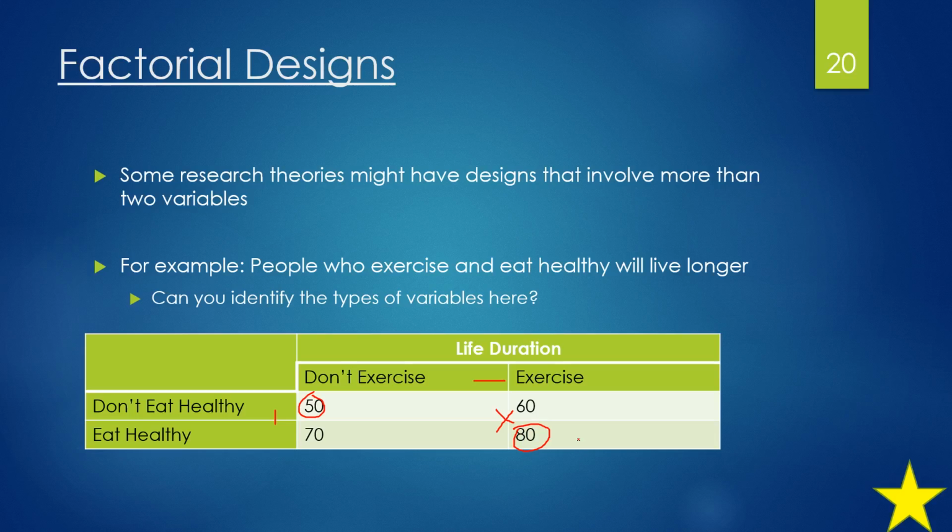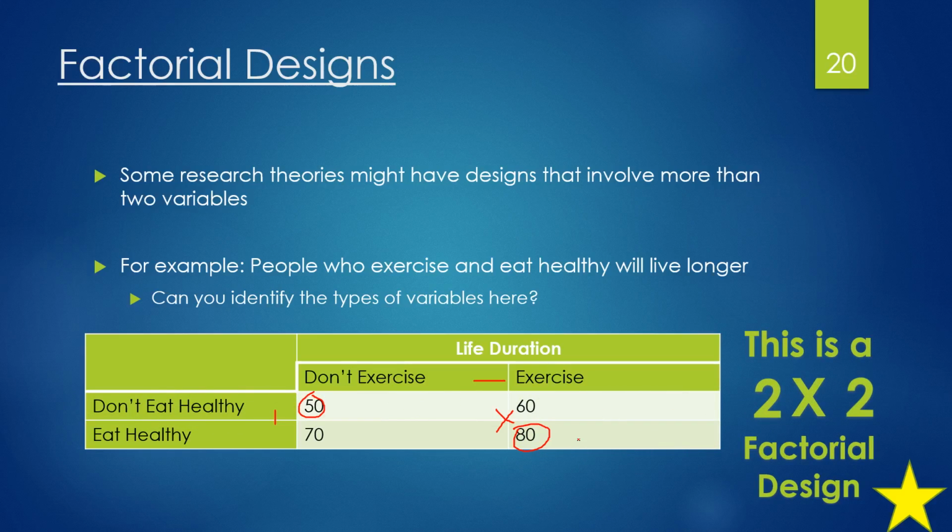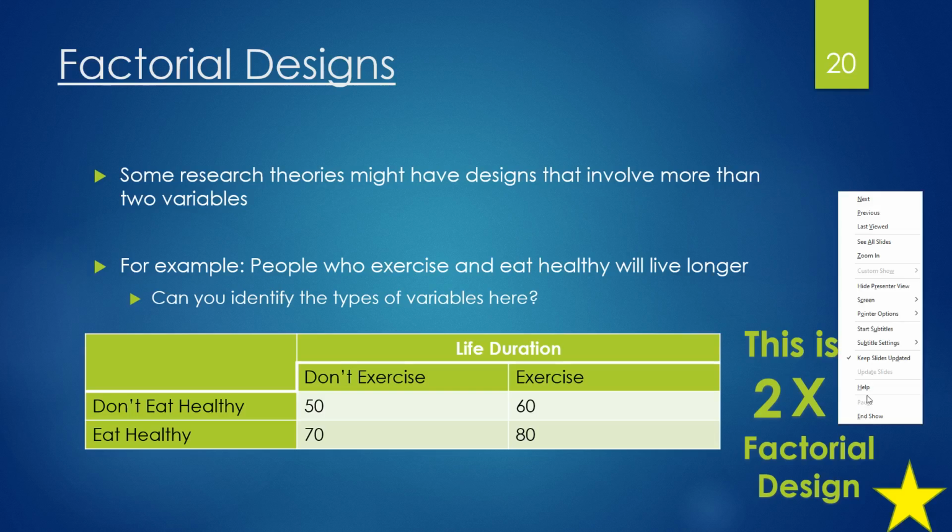When we talk about factorial designs, we talk in terms of that 2 times 2 profile. So what we've got here is a 2 times 2 factorial design because we have two independent variables and they both have two levels. So the 2 here is for healthy versus unhealthy, and the 2 here is for exercise versus don't exercise. So it's a 2 by 2 factorial design. This is something that seems really simple, but that students very often get confused about, so I just want to make sure that things are clear there.